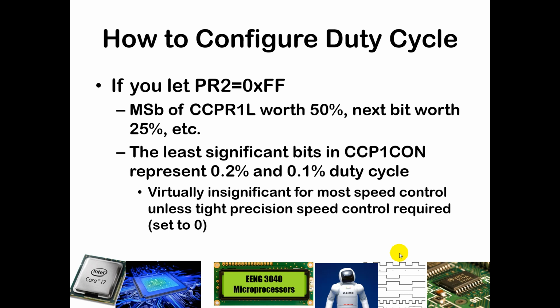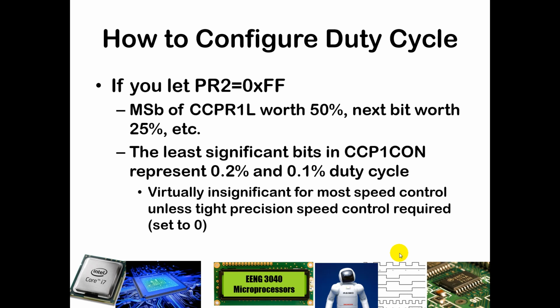And then if you get all the way down to the 2 least significant bits, then we're talking about an order of magnitude of 0.2% and 0.1% respectively. And so that will be virtually insignificant unless we really want tight speed control on our motor. You're not going to notice to the naked eye a duty cycle difference of 0.2% or 0.1%.